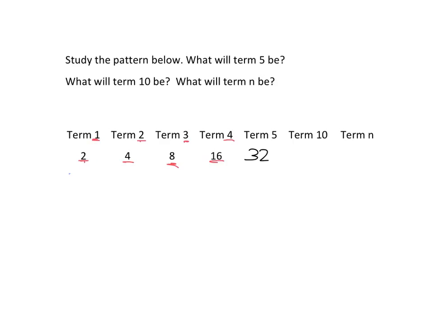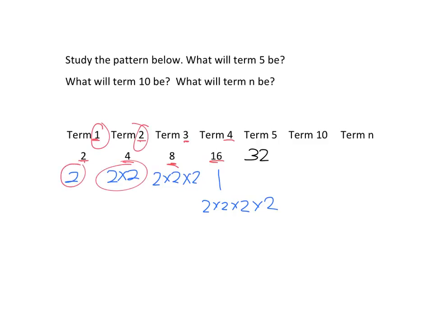Term number 1 is just a 2. To get to term number 2, we just took that 2 and we multiplied it by 2. To get to term number 3, we went ahead and multiplied it by 2 again. Term number 4, we did 2 times 2 times 2 times another 2. So what's the relationship? Term number 1, we've just got one 2. Term number 2, we've got 2 twos multiplied together. Term number 3, we've got 3 twos. Term number 4, we've got 4 twos.